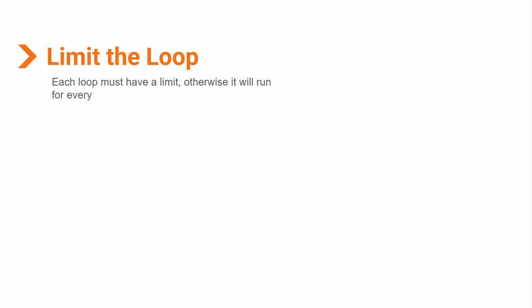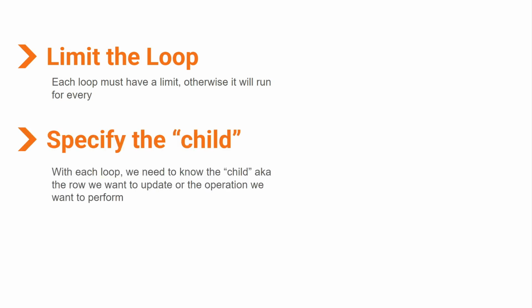So to recap, limit the loop. That's the first thing. Each loop must have a limit. Otherwise, it will run forever. Sorry about that, but it will run forever if it does not have a limit. So it's like a car. If it does not have a speed limiter, it will go, as long as it has fuel, without any limits. So we need limits.